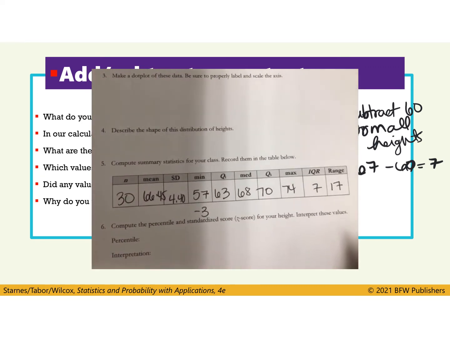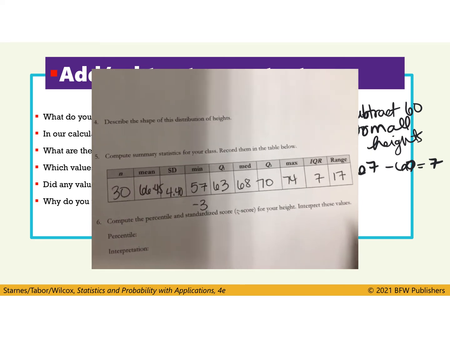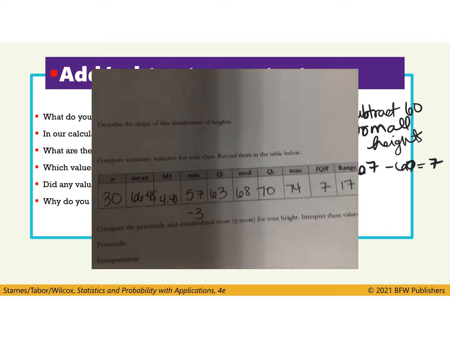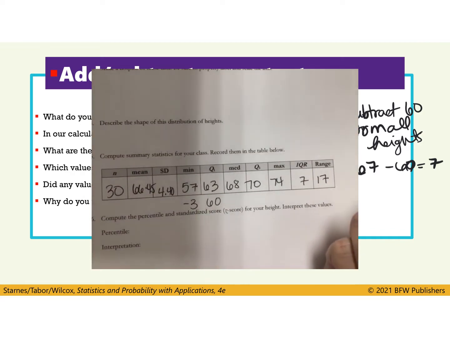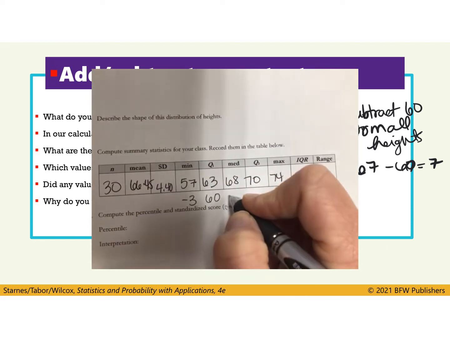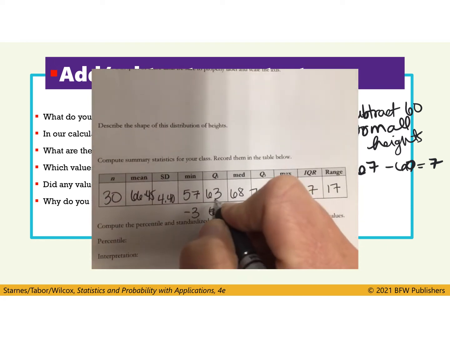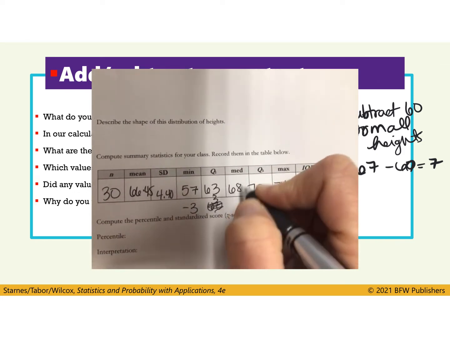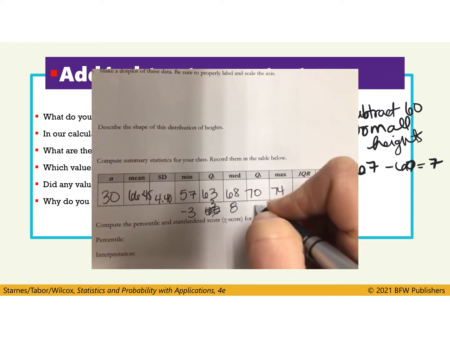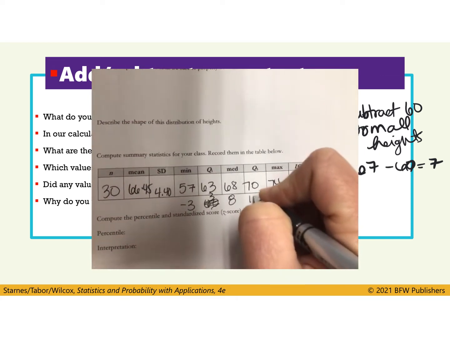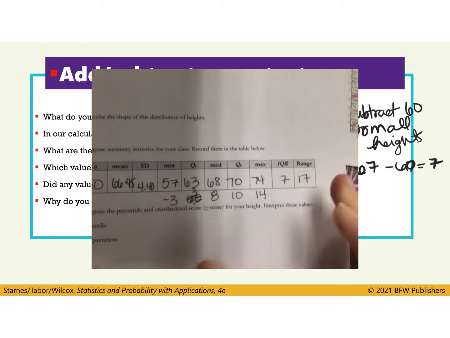My Q1, which was 63, right? That was somebody's height. We subtracted 60 from all of them, so that's now going to be 3, sorry, not 60. The median, subtract 60, I'm going to get 8. Q3, I'm going to get 10. Max, we're going to get 14.